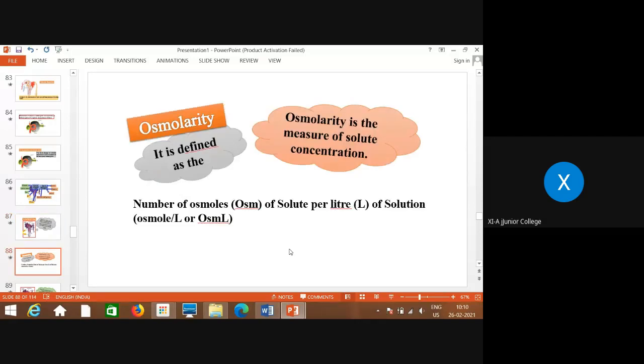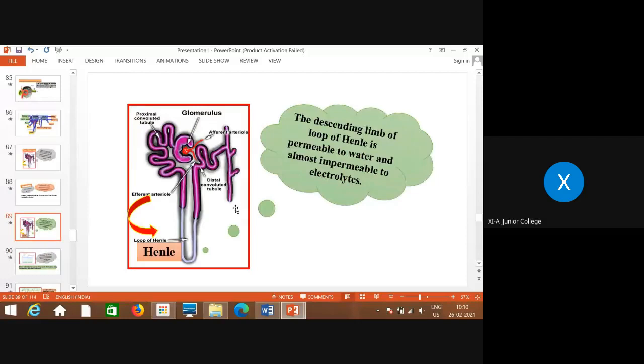So osmolarity is nothing but the number of osmoles of solute per liter of solution. That is, the solute concentration is measured in the form of osmolarity. Solute concentration here, you just remember, is in the urine, the primary urine, which is passing through this loop of Henle. Because of the different nature of permeability for water in the descending and ascending limb, it helps in maintaining the osmotic balance, that is the osmolarity or urine concentration.